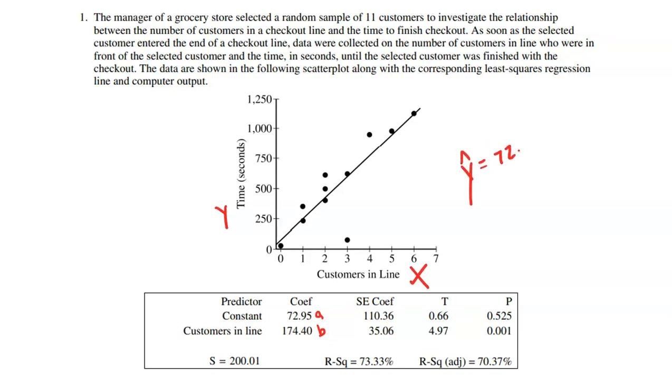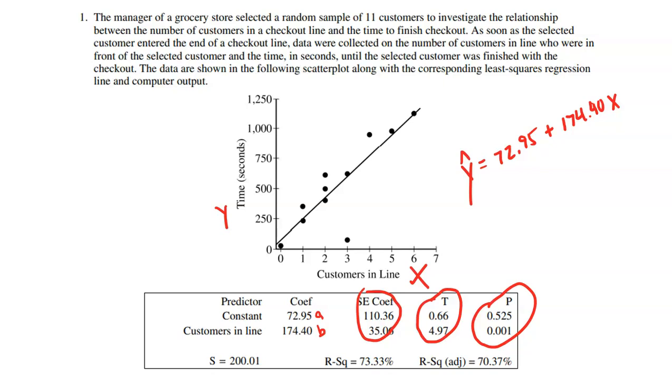It'd be A, 72.95, plus 174.40 times x. This right here is the standard error for the slope and the standard error for the y-intercept. This is the t-score for the slope and the y-intercept. And here are the p-values. And then down below we have the standard deviation of the residuals. We have our r squared value, and we have what's called r squared adjusted, which in AP Statistics we don't ever use. All right, so that's everything that we see in front of us. Maybe we're going to need it, maybe we won't. Let's take a look at the questions.